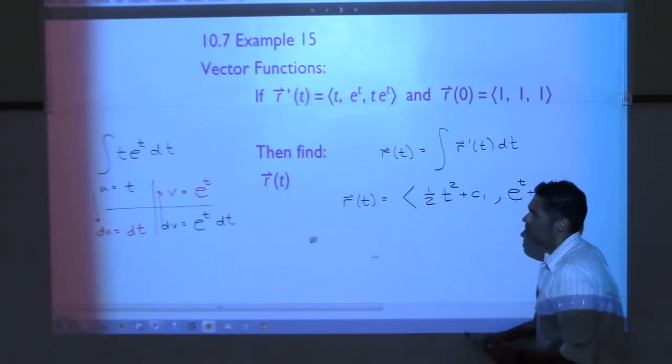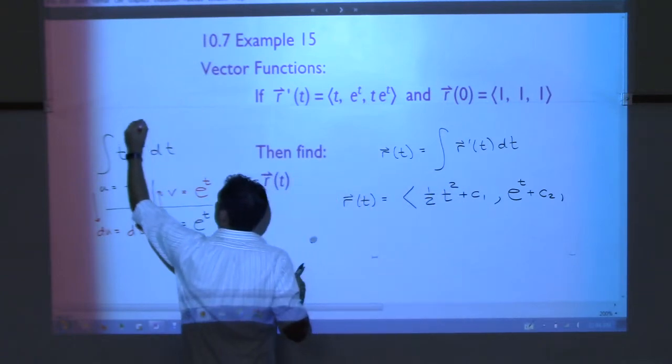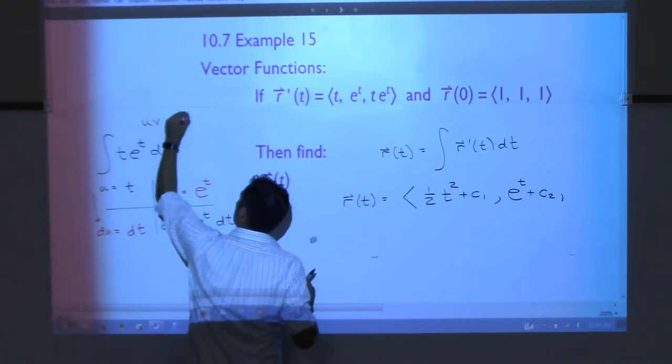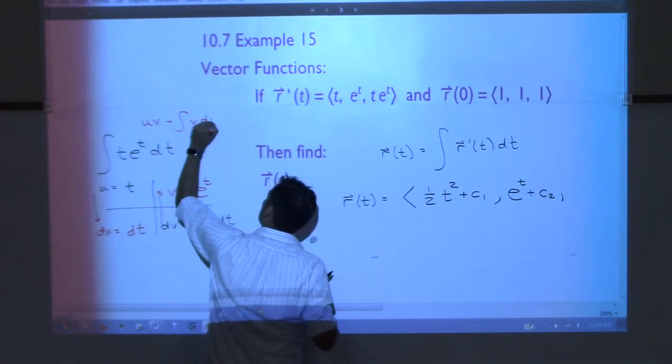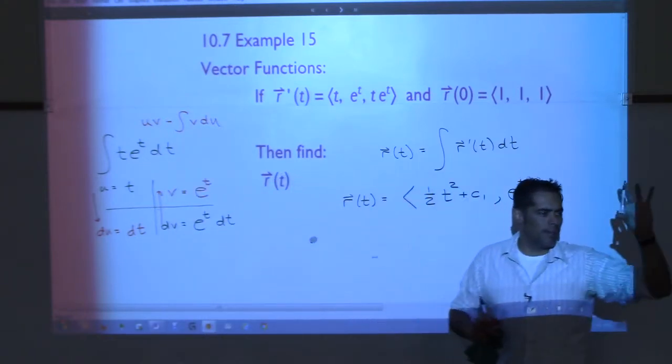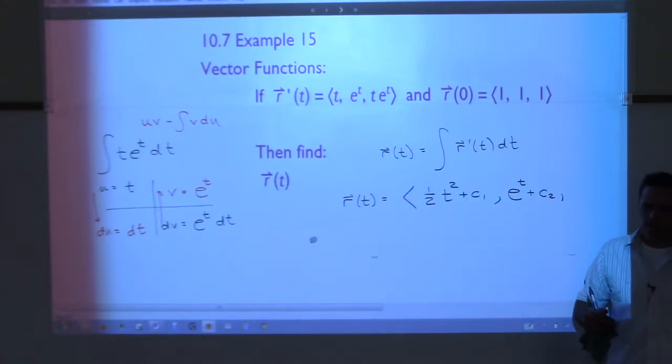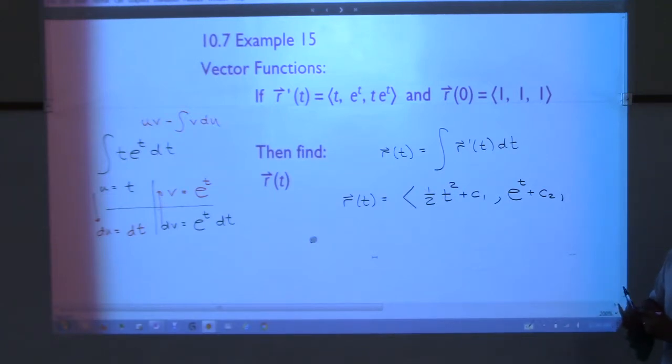And then, did y'all learn this thing? uv minus integral v du. Ultraviolet, how many of you heard the ultraviolet minus voodoo? Yeah. Okay, some of you have, some of you haven't. That's the formula that we use for integration by parts.